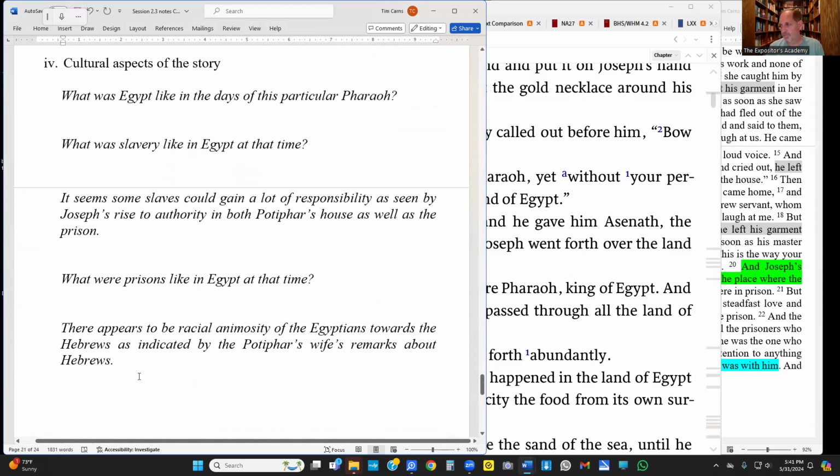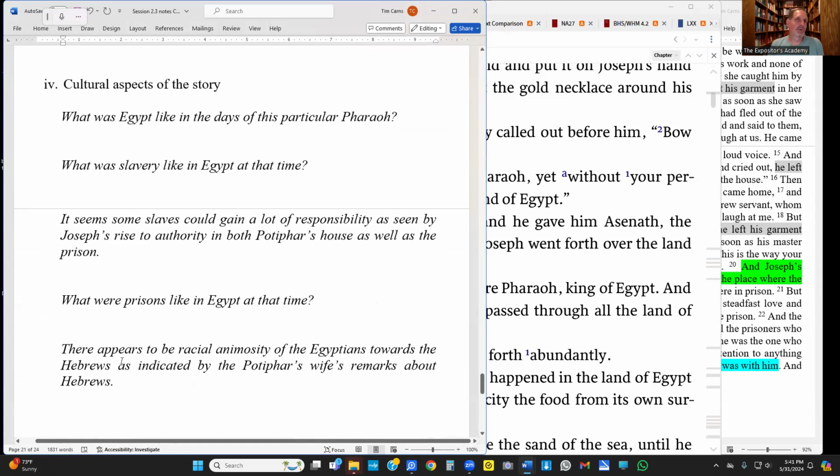Now, cultural aspects of the story. These are things we would want to explore. What was Egypt like in those particular days? What was slavery like? What did it involve in Egypt at that time? Again, we know later in the generations after Joseph, when the Egyptians took the Israelites and made them slaves, we know what that situation looked like. But what was slavery like before that time?